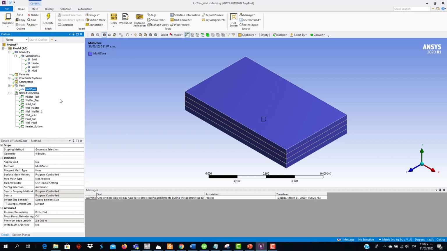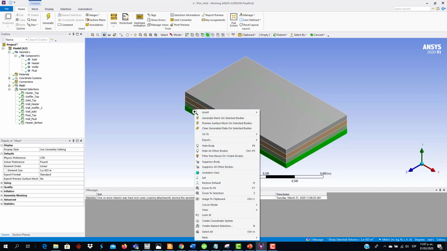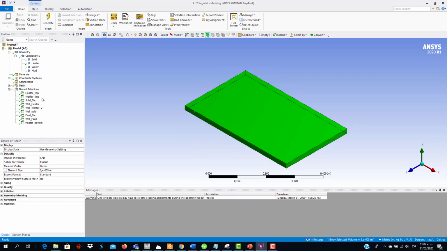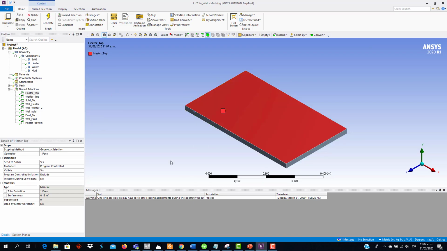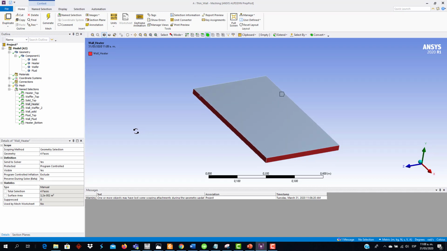Also, we have created several named selections in order to facilitate the setup procedure in Fluent. Okay, then we have the heater tab. Then we have the heater bottom. And also we have the wall heater.